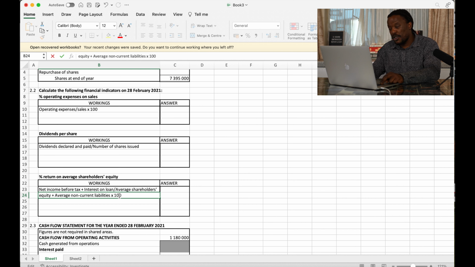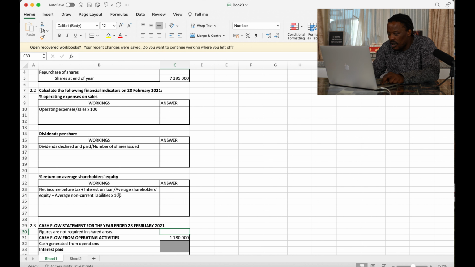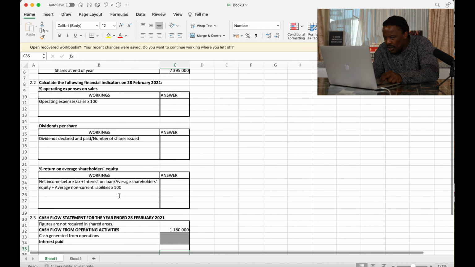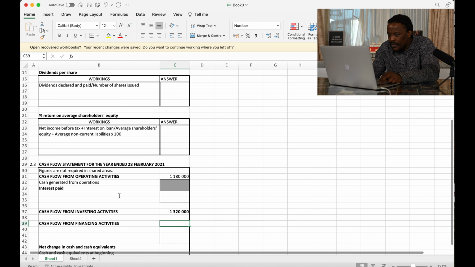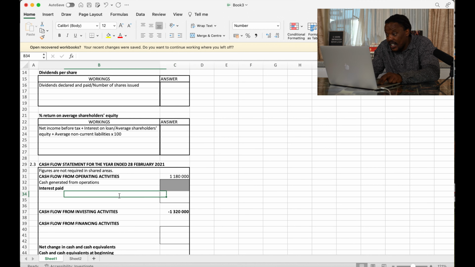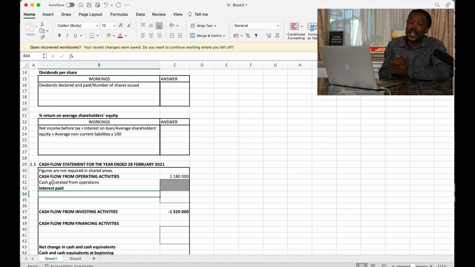So I'm showing you this because sometimes they don't require you to show them this, but because I'm facilitating and making sure that you get maximum marks, and then you go to your cash flow statement. Also on the cash flow statement they said, I see great shaded areas. Obviously they will say avoid these areas. Now you know cash flow from operating activities, cash flow from investing activities, and cash flow from financing activities. You must know your format in terms of that.